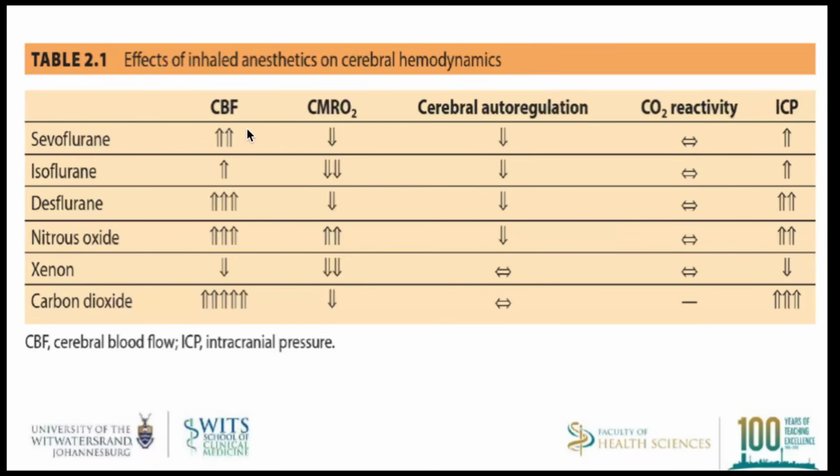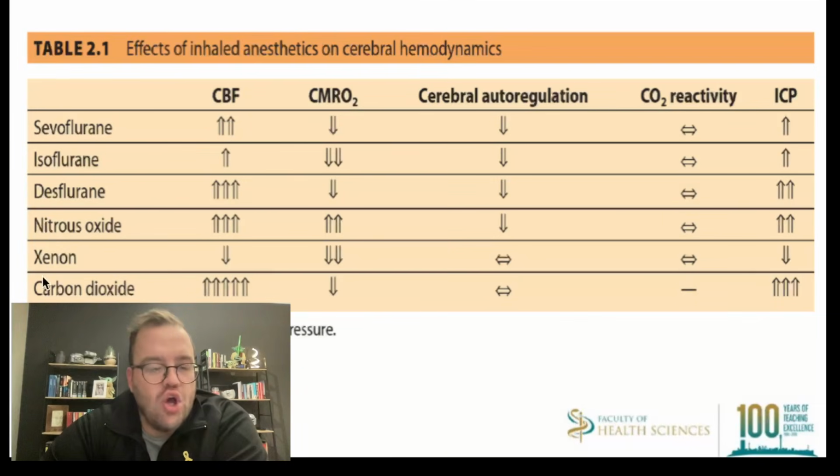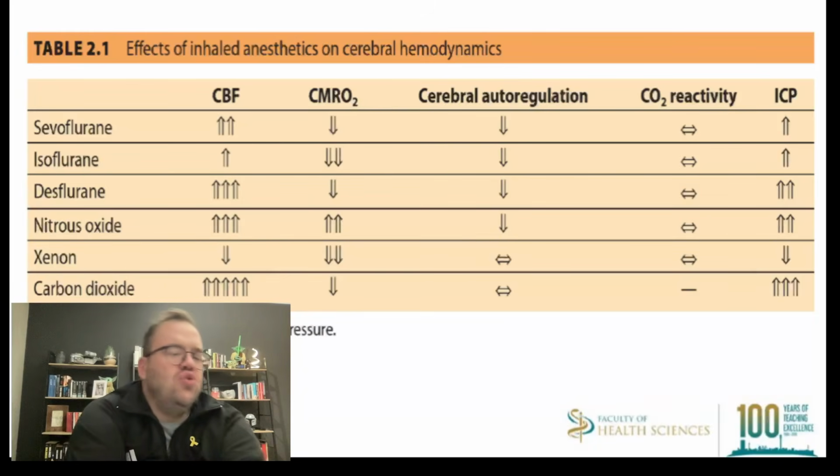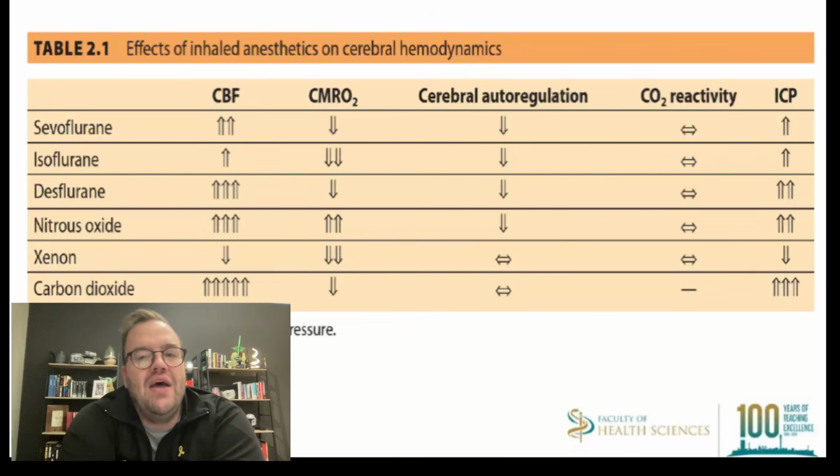Isoflurane, often described as the ideal inhalational anesthetic because it doesn't significantly increase cerebral blood flow. Desflurane increases cerebral blood flow. Nitrous oxide increases cerebral blood flow. But in comparison to carbon dioxide, none of the volatiles will affect cerebral blood flow as much as carbon dioxide. So don't get worried when people say, oh, you mustn't use volatiles for neuroanesthesia. We'll talk about that in the very next episode.